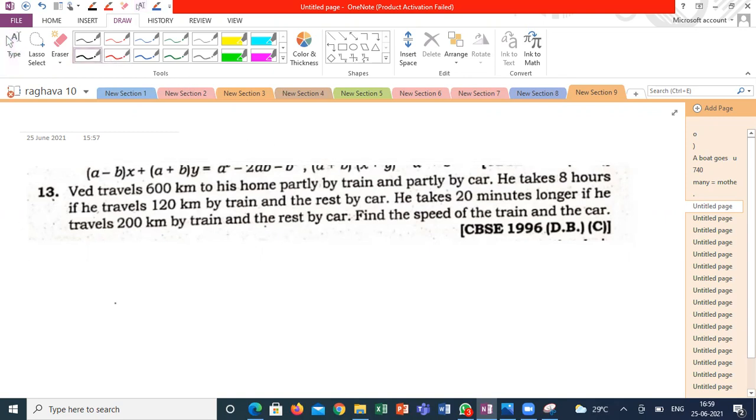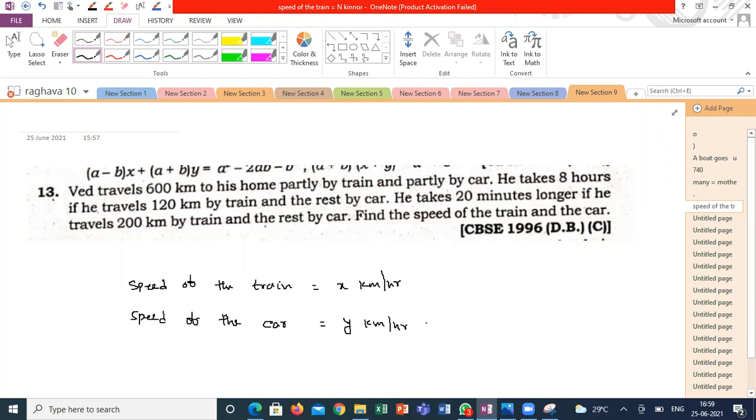Let us assume the speed of the train is x and the speed of the car is y kilometer per hour. So what is your first equation? 120 by x plus 480 by y is equal to 8. Does everyone agree with the first equation?